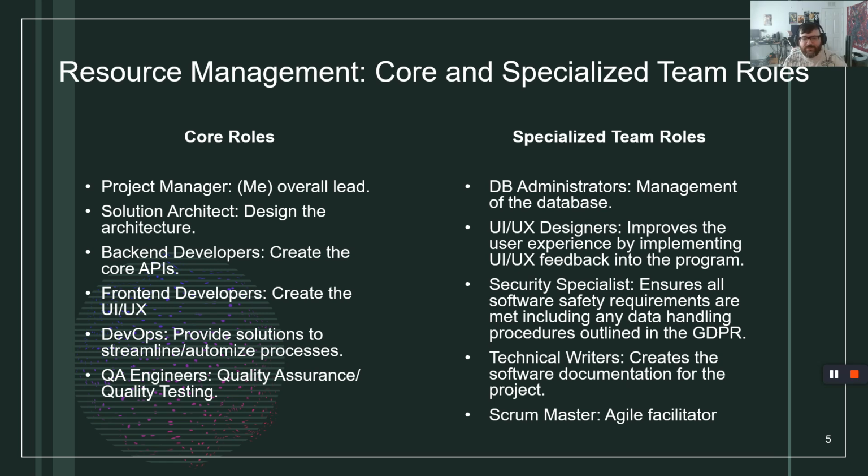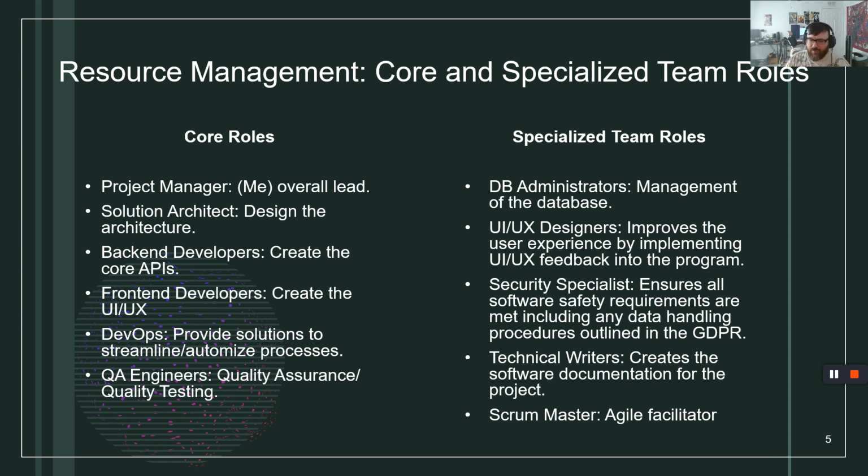So the core roles in this role will be me. I am the overall project manager. Then we will have a solution architect who is there to design the architecture of the system once it's in the cloud or develop the cloud structure itself. The backend developers will be the ones who create the core APIs, how the app and the program itself interlock or connect and communicate with each other. The front-end developers will be the ones who create the UI and the user experience.